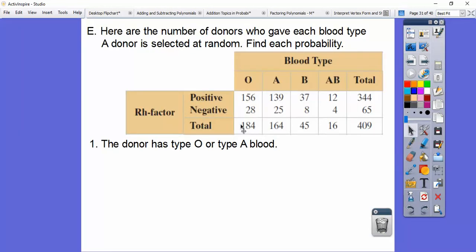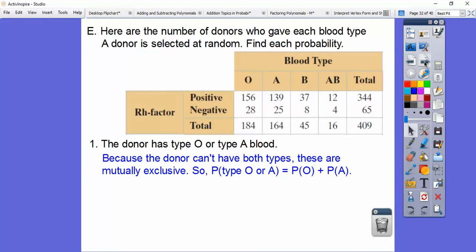They can't have type O and type A, so they're mutually exclusive. The probability that it's type O is this divided by the total. The probability that it's A is this divided by the total right there. We're going to get that, and it gives us 851 thousandths.